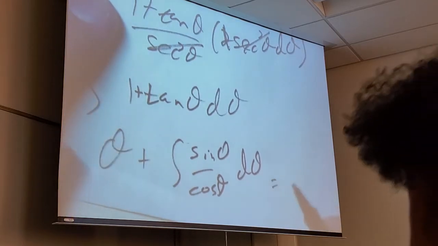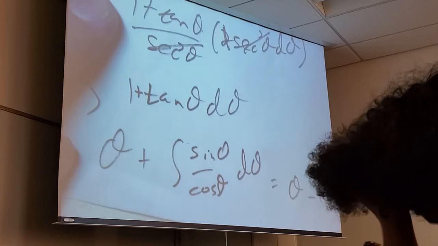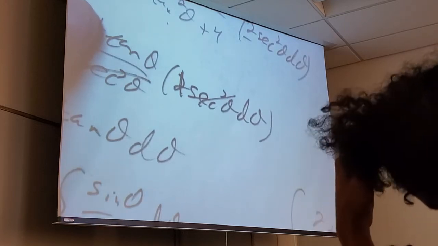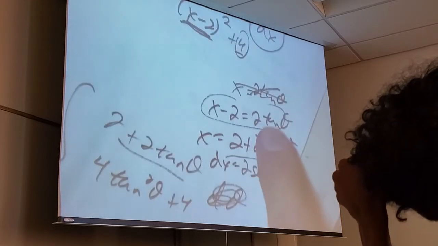So this becomes theta, what did I just say? Minus natural log of cosine, might as well make it that. Plus c, and then what do I have to do? I have to come back up and figure out what theta is. Theta is just the arctangent of (x minus 2)/2. Is that right? Just solve for theta, no big deal.